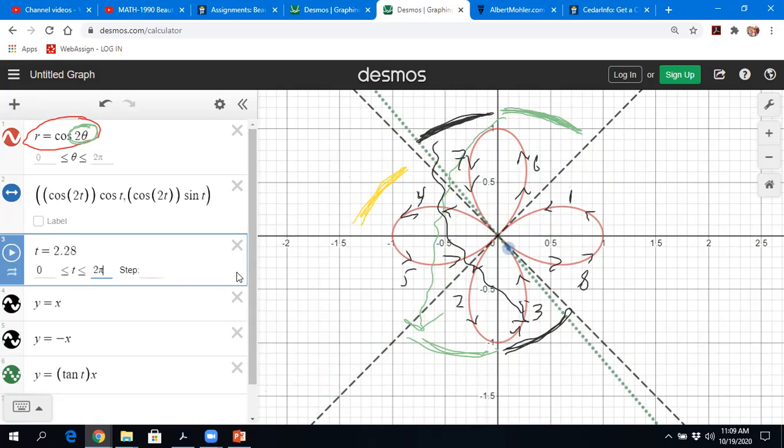So 2 pi, okay, and now it's going to be real cool. Look at that, 6, 7, 8. Yeah, 1, 2, 3, 4, 5, 6, 7, 8. You see that? Okay, so it's kind of interesting. The radius keeps flipping from negative to positive, which puts you on different parts of this.